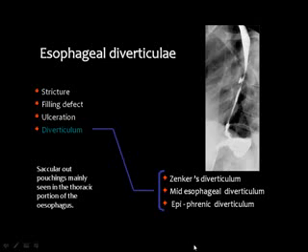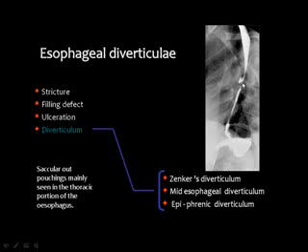Then we came to the diverticula. We have a diverticulum in the upper esophagus known as Zenker diverticulum, one in the middle part of the esophagus, which is known as middle esophageal diverticulum, and another diverticulum above the diaphragm, which is known as epiphrenic diverticulum.